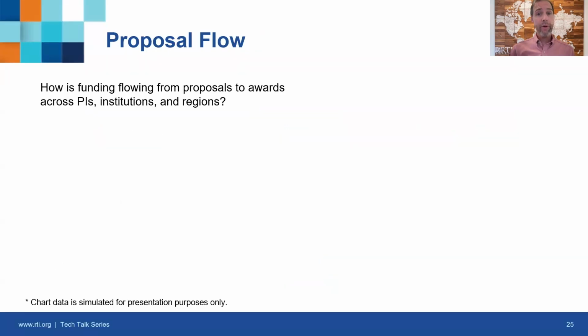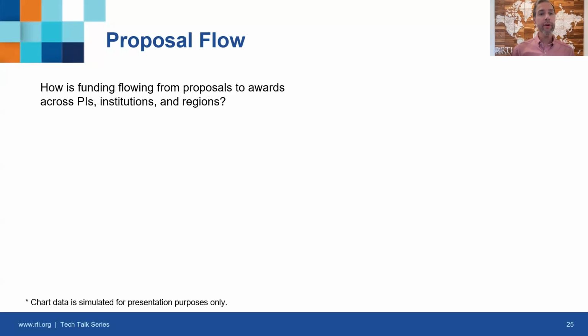So what I'd like to do now is walk through the high-level organization of the dashboard. And there are 3 primary sections. The first one is around proposal flow. So for users like a DESH, they're looking to understand how funding is flowing from submitted proposals to the agency into awards back to the PIs and institutions and regions that have submitted those proposals.